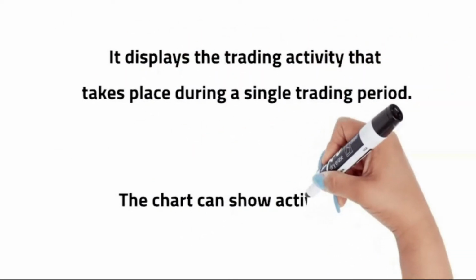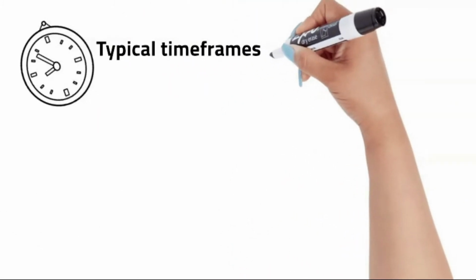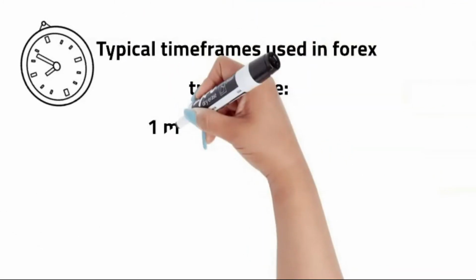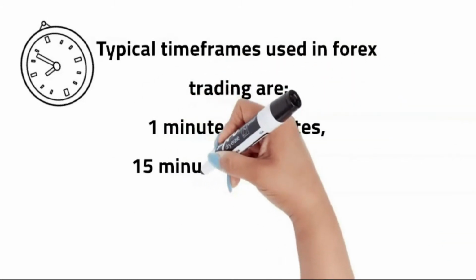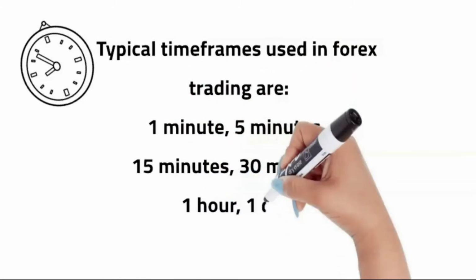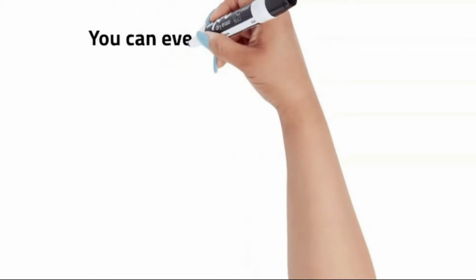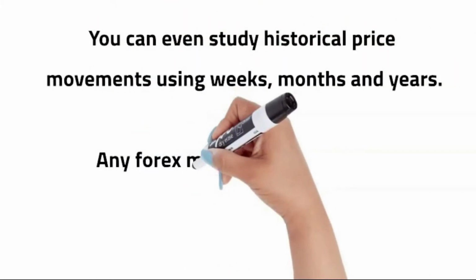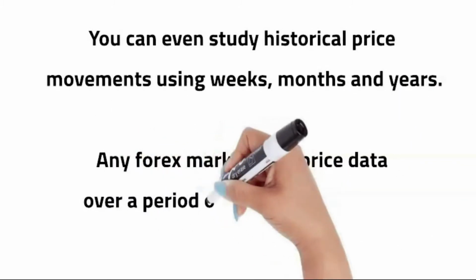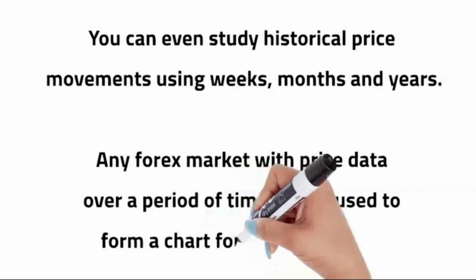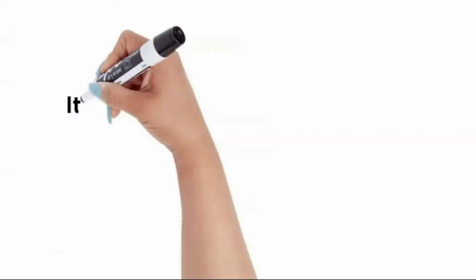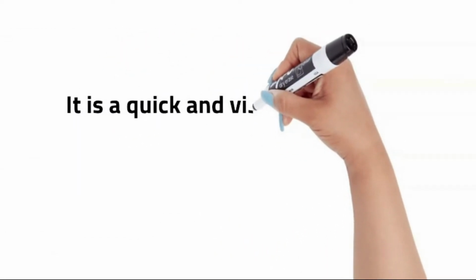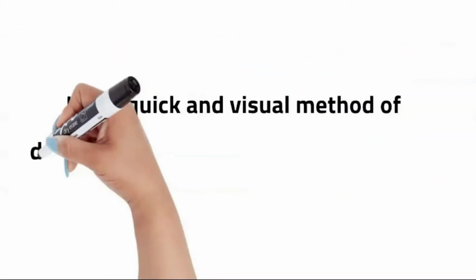The chart can show activity in a number of time frames. Typical time frames used in forex trading are 1 minute, 5 minutes, 15 minutes, 30 minutes, 1 hour, 1 day. You can even study historical price movements using weeks, months and years. Any forex market with price data over a period of time can be used to form a chart for market analysis. Charts are user-friendly since it's pretty easy to understand how price movements are presented over time.